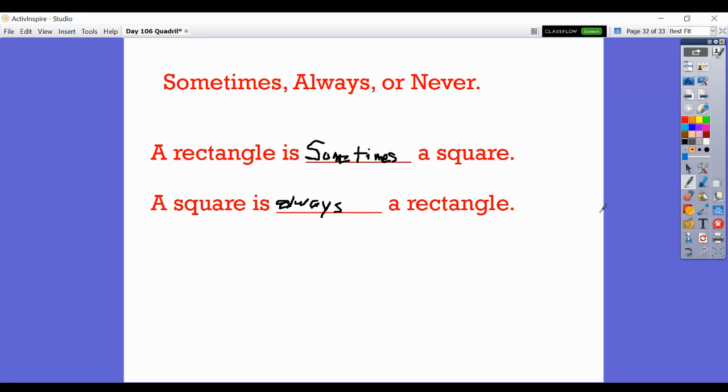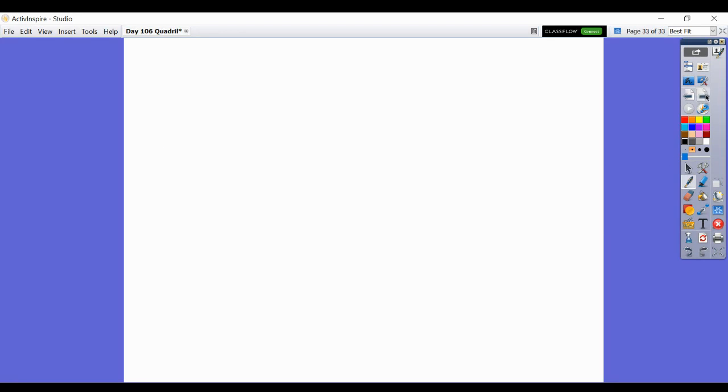Okay? So, one more time. A square is always a rectangle, but a rectangle is only sometimes a square. Okay? And that is our lesson for today.